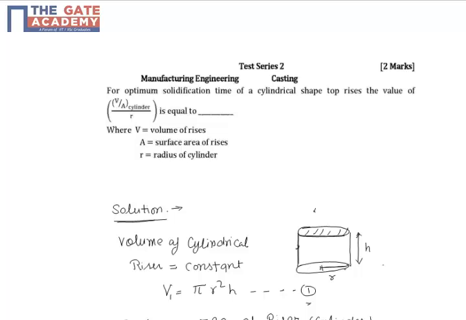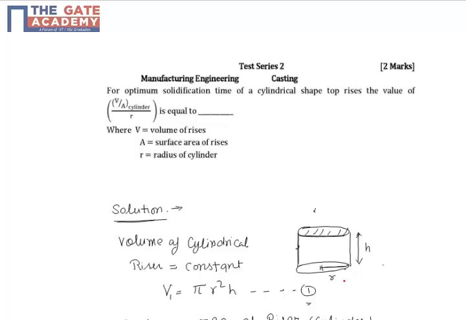Hello students, this question was asked from manufacturing engineering and the topic is casting. So the question is like that. For optimum solidification time of a cylindrical shape top riser, so your riser is of cylindrical shape, the value of volume upon area of cylinder, that means your riser upon the radius of your riser is equal to.